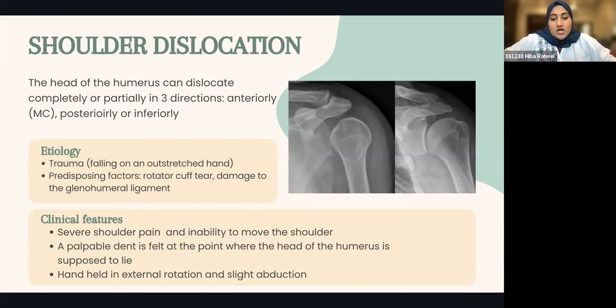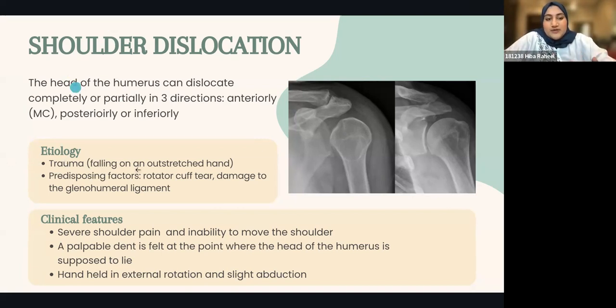But you can't dislocate it inferiorly. You can only when someone is hit from their shoulder at the back and then their arm is pushed forward. But because of the ligaments present, the humerus is pulled downward.